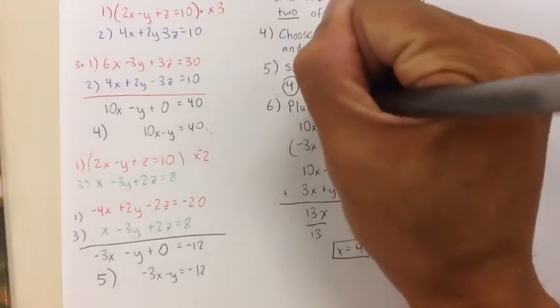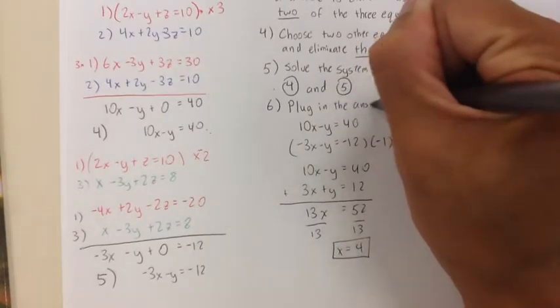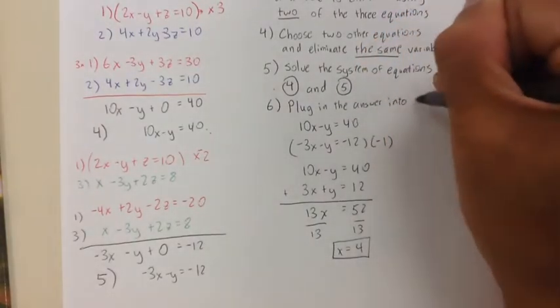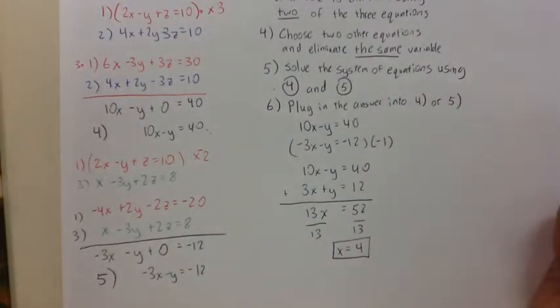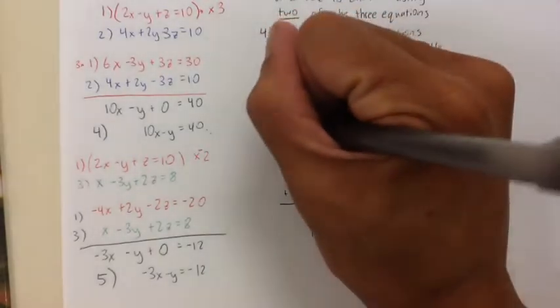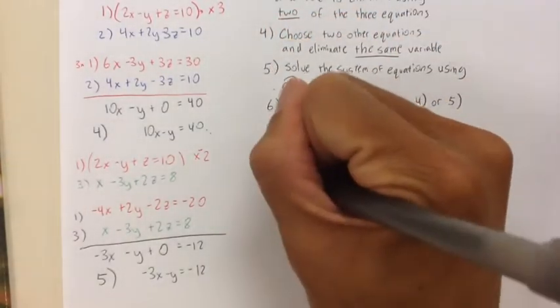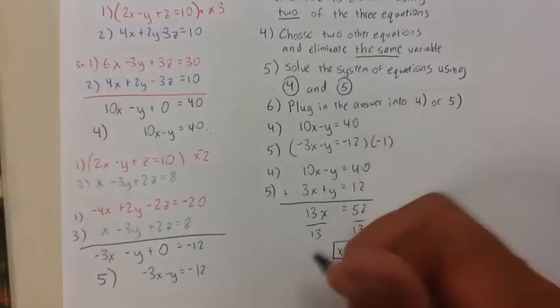Step 6, I'm going to plug in the answer into 4 or 5. Going to plug it into equation number 4 or number 5. So if x equals 4, I can plug that back into, here's 4 and here's 5. I'm going to plug that back in here like I would normally do.